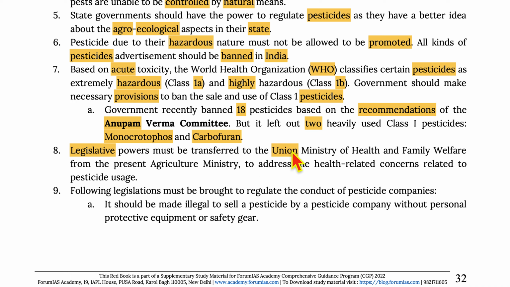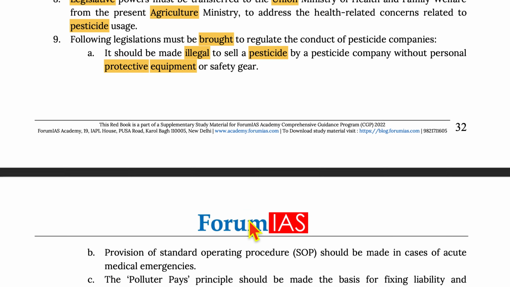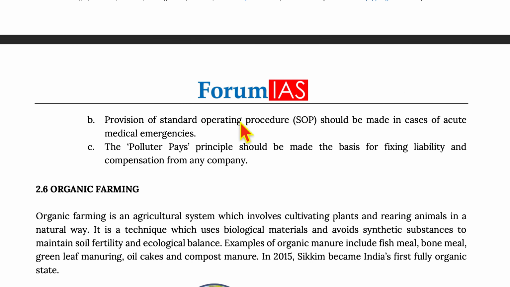Legislative power must be transferred to the Union Ministry of Health and Family Welfare from the present Agricultural Ministry to address the health-related concerns related to pesticide usage. The following legislations must be brought in to regulate the conduct of pesticide companies. It should be made illegal for a pesticide company to sell pesticides without personal protective equipment or safety gear. Provision of standard operating procedures should be made in case of acute medical emergencies. The polluter pays principle should be made the basis for fixing liabilities and compensation for any company.